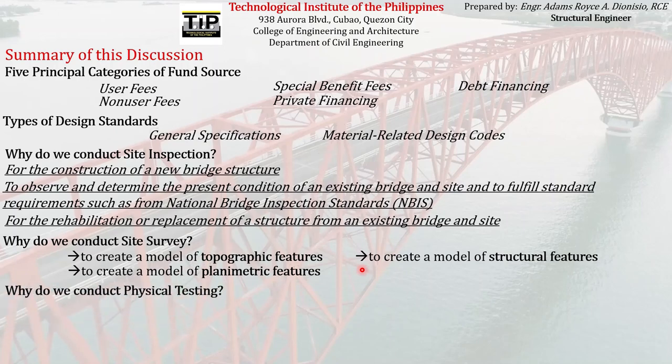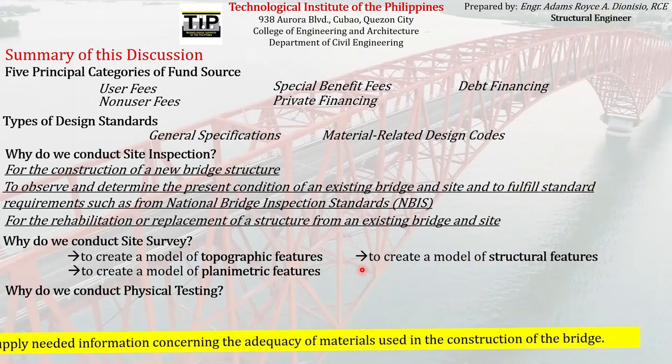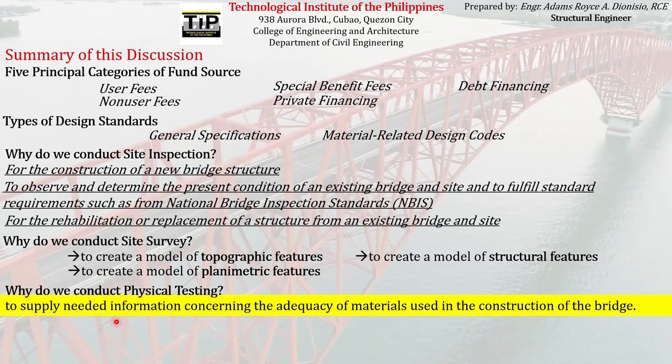Lastly, we have learned the importance of physical testing before commencing a design or construction, as well as to know the present condition of an existing bridge component. So we conduct physical testing to supply needed information concerning the adequacy of materials used in the construction of the bridge. So that's the main purpose of physical testing, to have a knowledge on the present condition of a material used in the construction of the bridge, to have an information concerning its adequacy.